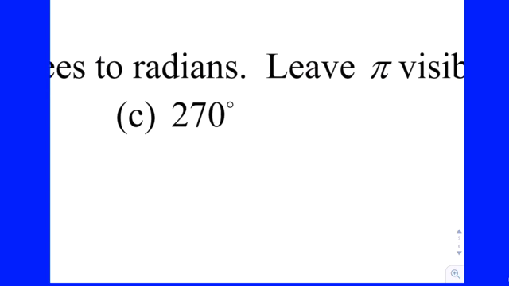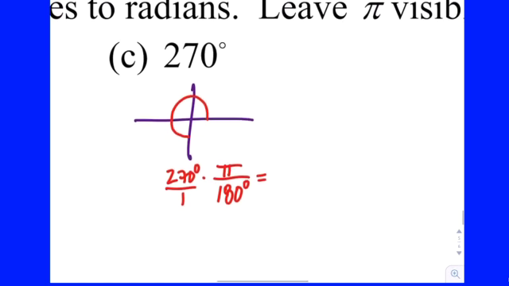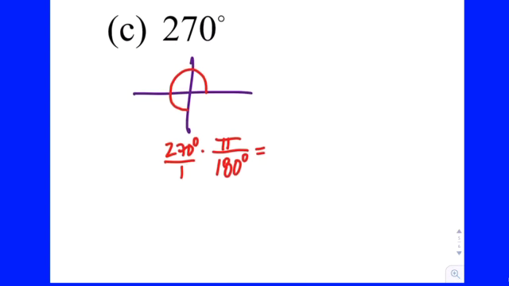Go ahead and do this one. 270. Convert it to radians. Again, your conversion factors are either pi over 180 or 180 over pi. You'll know which one to use because you'll need to divide out your units of degrees.